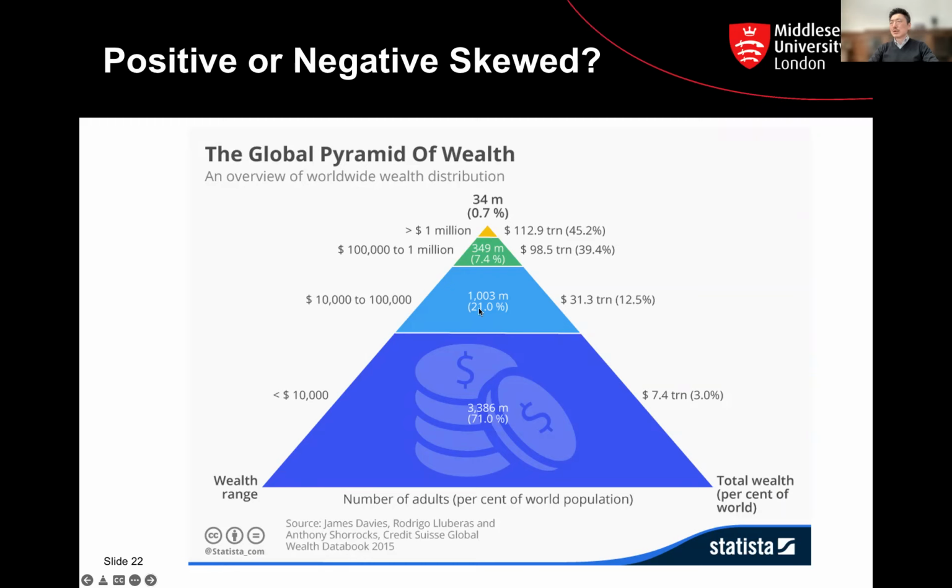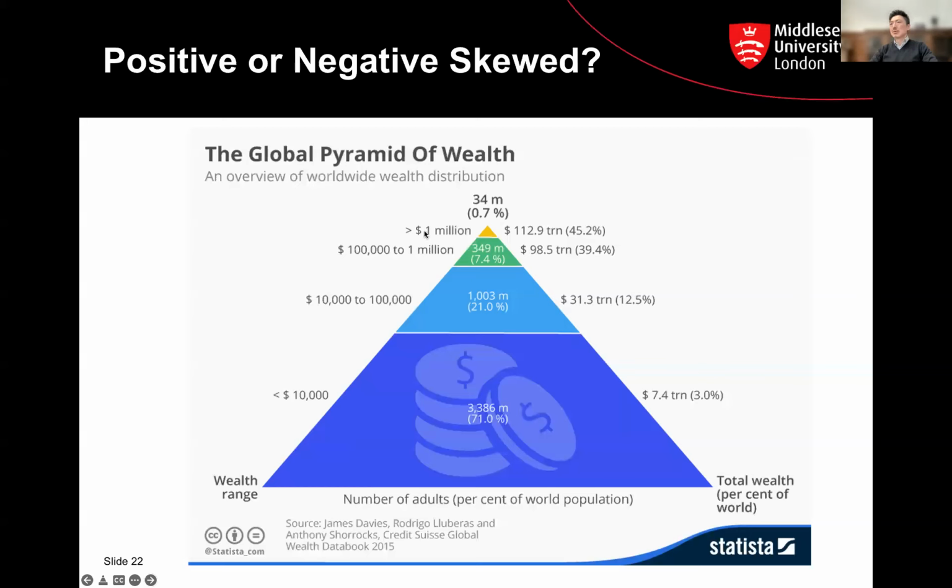A smaller percentage, still quite significant, 21%, and their total wealth is between $10,000 and $100,000. That's quite a bit. That's the total value. And further up, these are the people with $100,000 to $1 million in wealth, and that accounts for 7.4%. And then for the people with more than 1 million in wealth, it's a very small number. It's 0.7%.